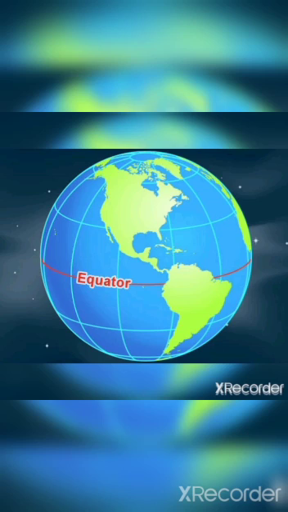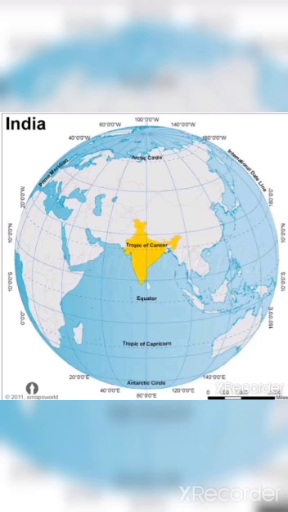The latitudinal location of our country is 8 degree 4 minutes north latitude and 37 degree 6 minutes north latitude. Coming to the longitudinal location of our country, it is 68 degrees 7 minutes east and 97 degrees 25 minutes east longitude. By all this we can say that India is located in the northeastern part and it is in the Asia continent, and the southern part of India is very close to the equator, so the climate of these areas is hot.